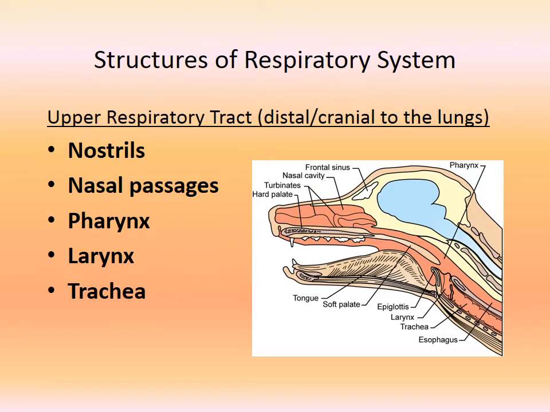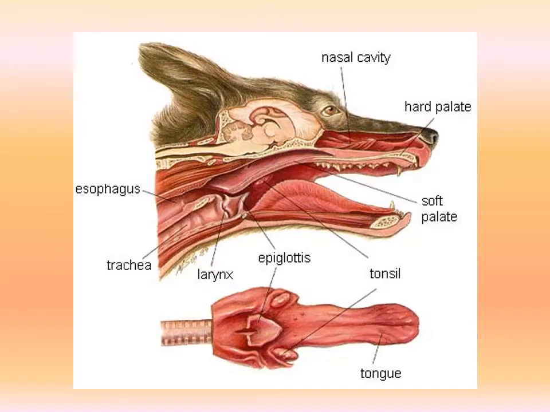So, structures of the respiratory tract. We have an upper respiratory tract, so it's distal, cranial to the lungs, so anything above the lungs, okay? We have our nostrils, our nasal passage, our pharynx, our larynx, and our trachea. So this picture right here is showing you exactly that. You can see our upper respiratory tract.